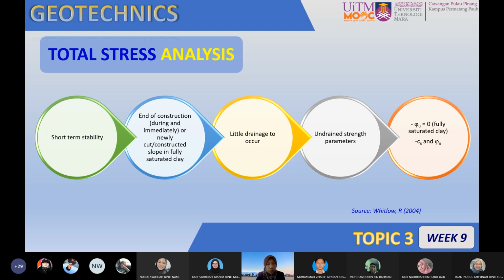So how do we know that? We need to decide whether it is total stress analysis or effective stress analysis by looking at the problem statement. If the problem statement says that you have to find the FOS immediately after the embankment is constructed, that means you need to use the undrained strength parameters. If the problem statement says to calculate or check the stability of the embankment slope after 10 years of construction, it means that it is a long-term stability analysis problem.